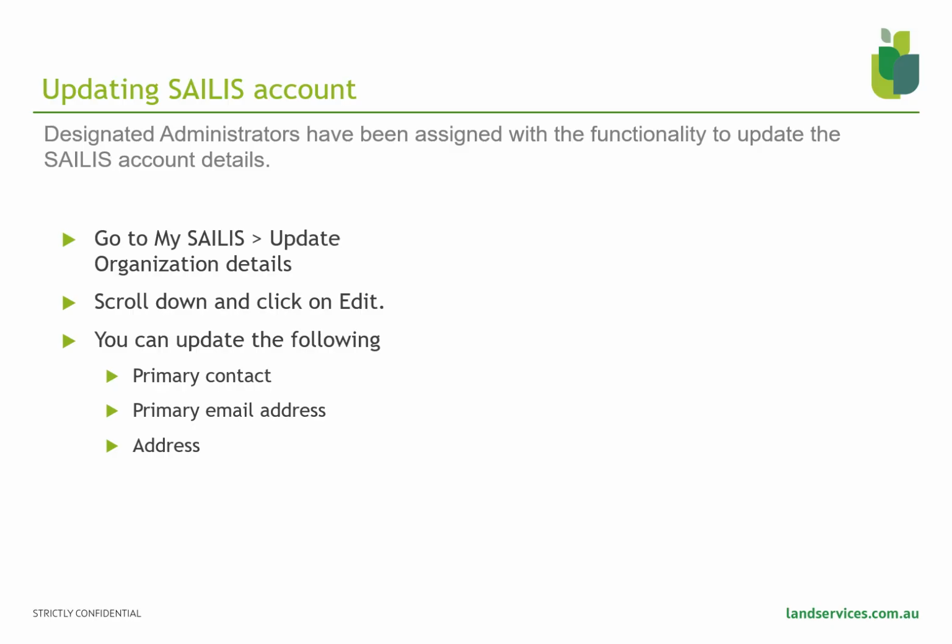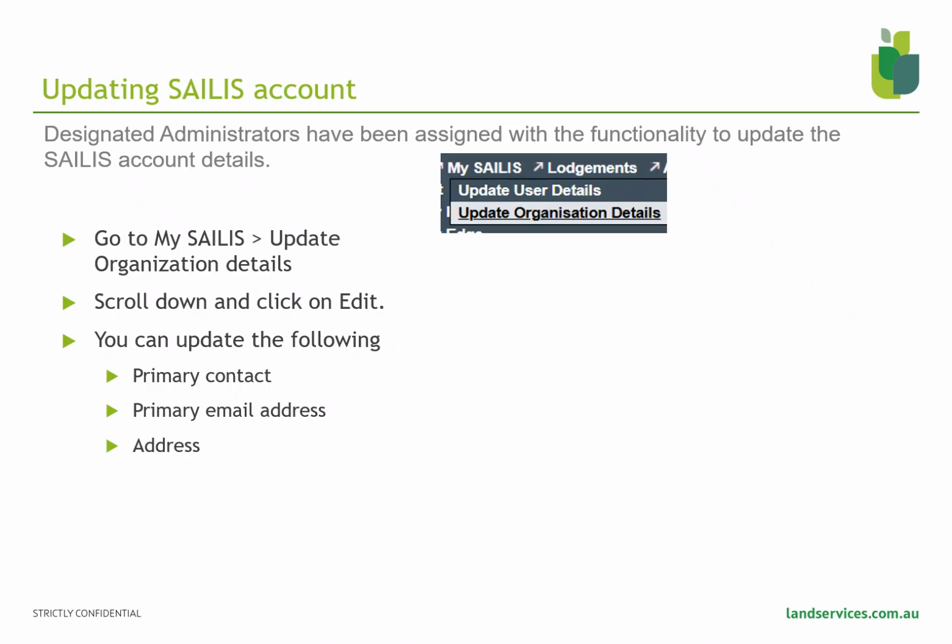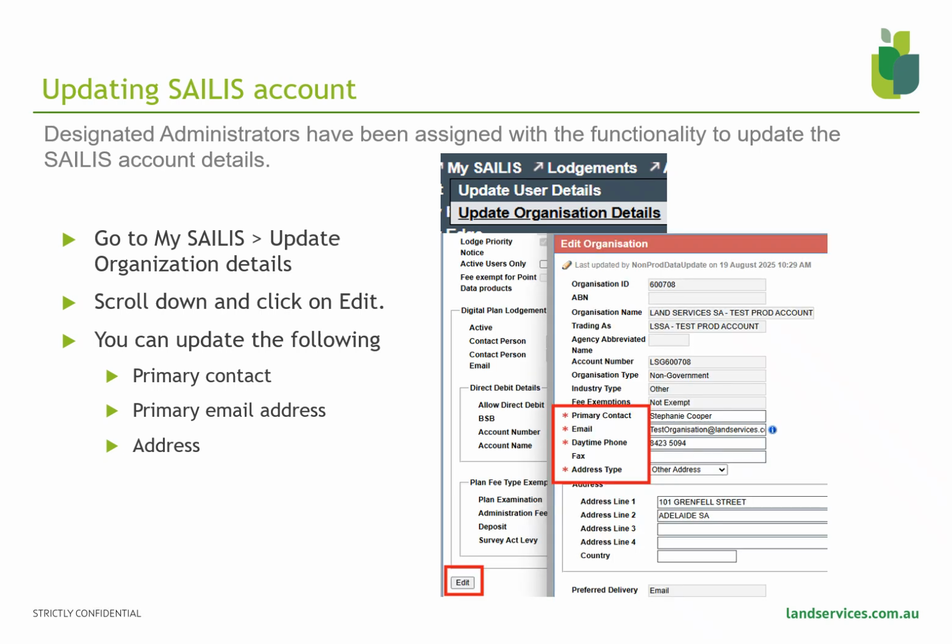Designated SAILIS administrators can update account details, including address, primary contact, and primary email. To do this, you will need to go to My SAILIS, select Update Organization Details. A window will open. Click Edit and update any fields marked with a red asterisk.